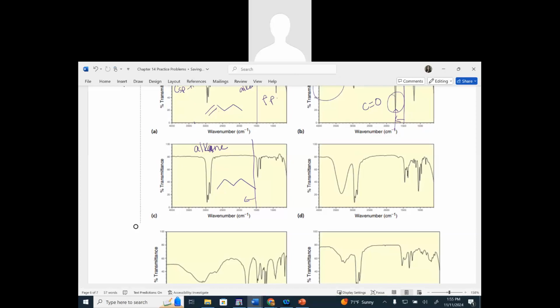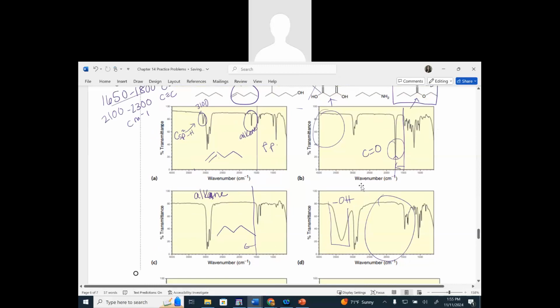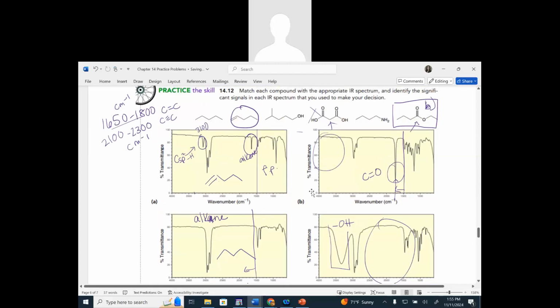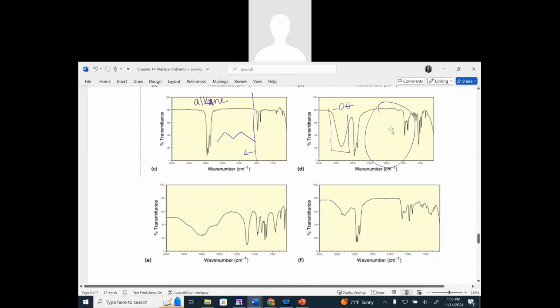Next we have spectrum D shown. And what do we have? We have a broad signal between 3200 and 3600. So we know that we have an OH stretch, an alcohol. There is only this OH stretch present and nothing else over here. So we expect this to be the other alcohol that we didn't indicate before. So this structure here would be responsible for our signals in D.